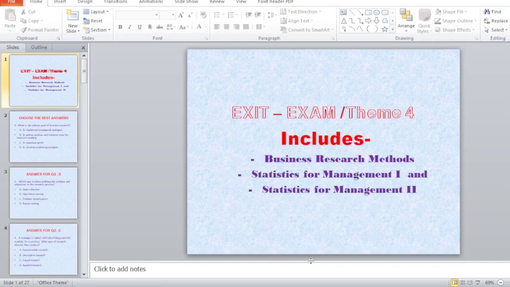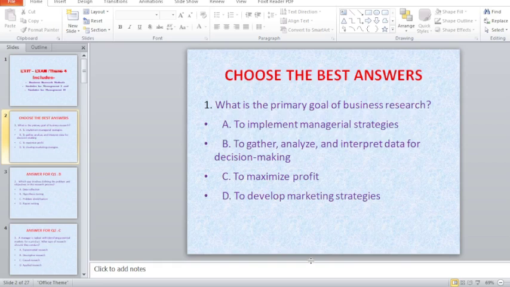Today I'm going to present the fourth round exam questions and answers, which is Team 4. Team 4 includes business research methods, statistics for management 1, and statistics for management 2. As usual, the direction is to choose the best answer.